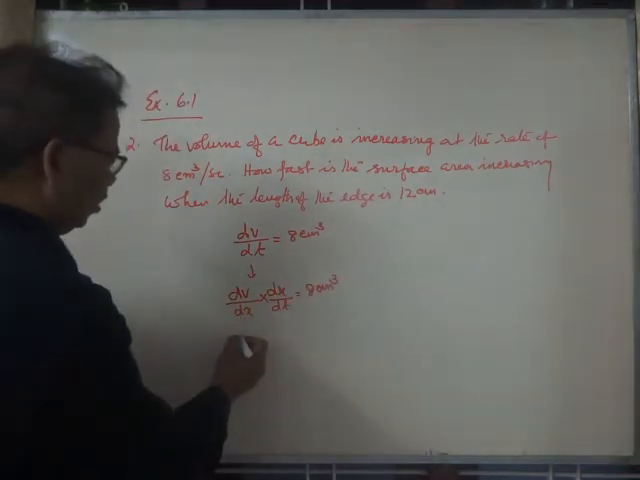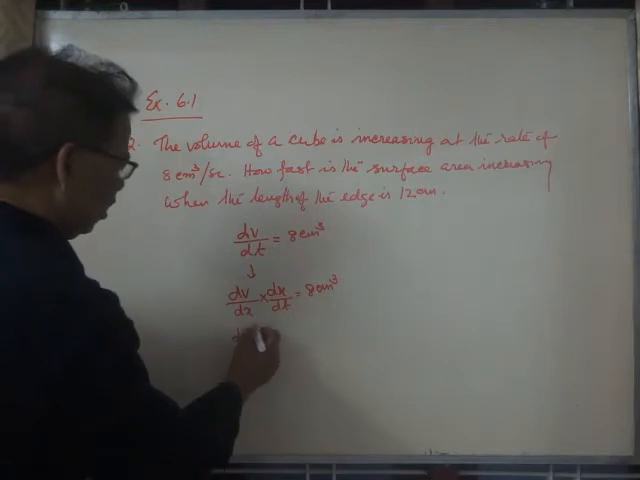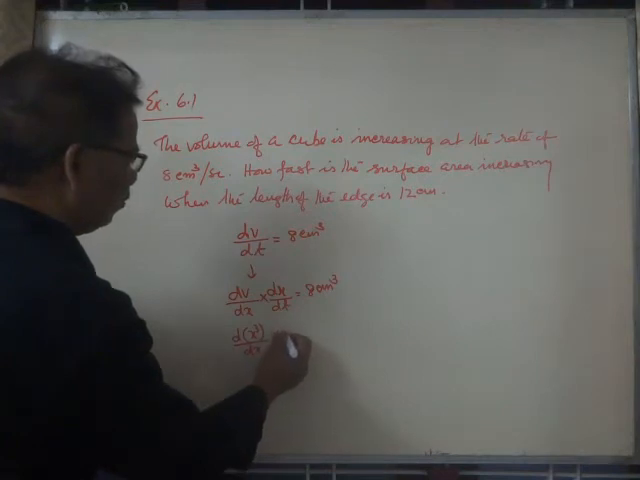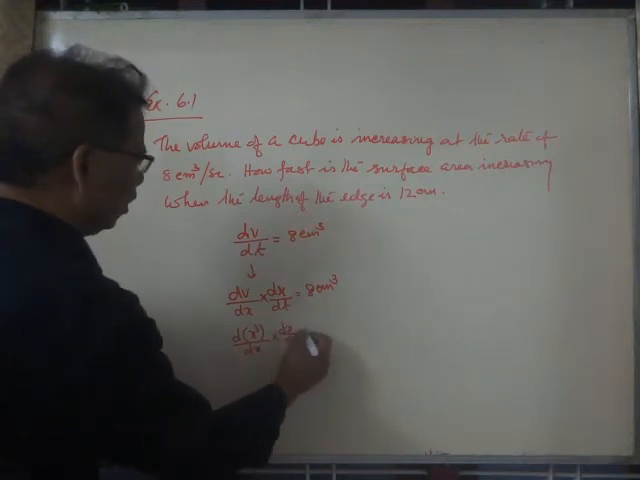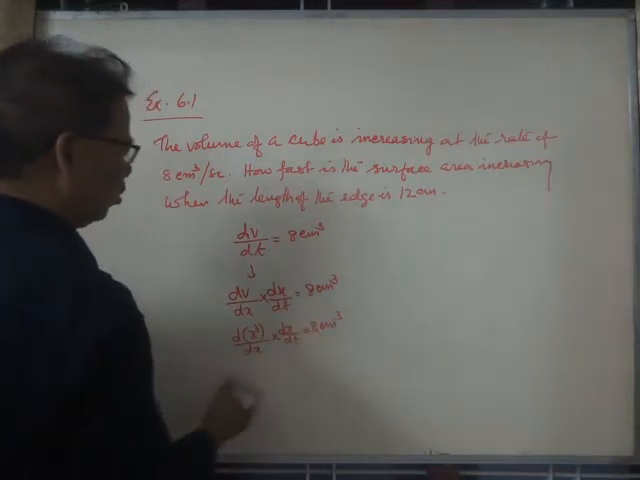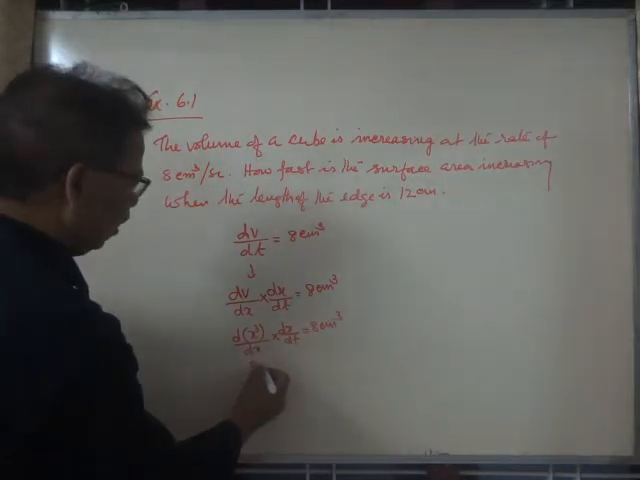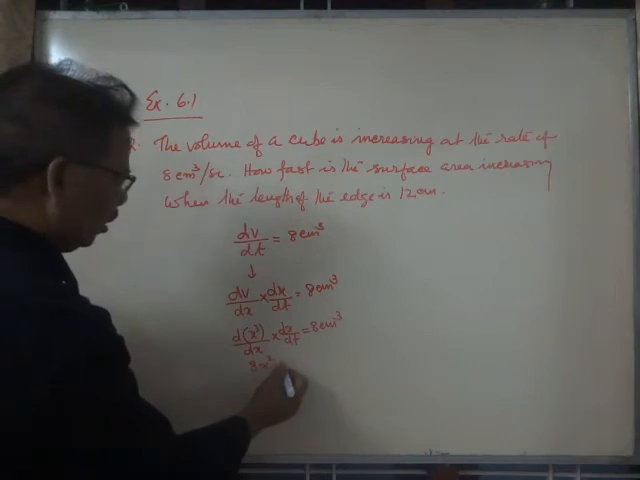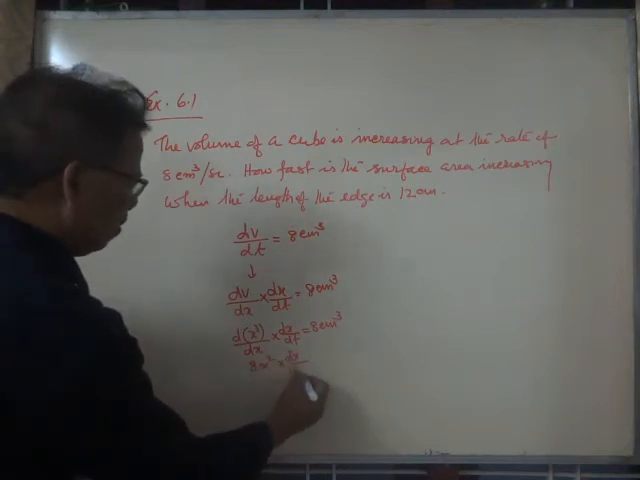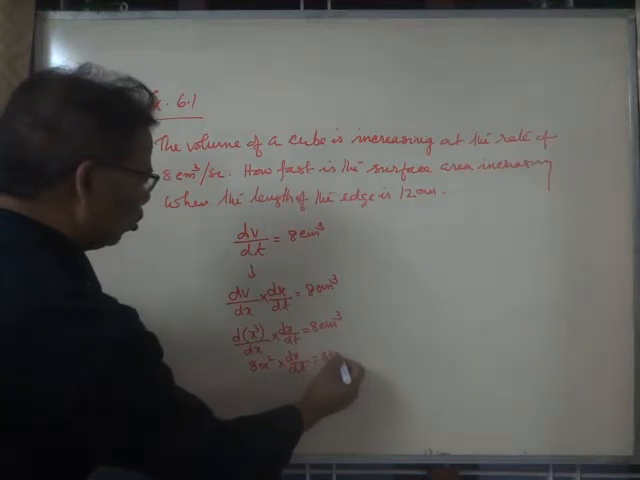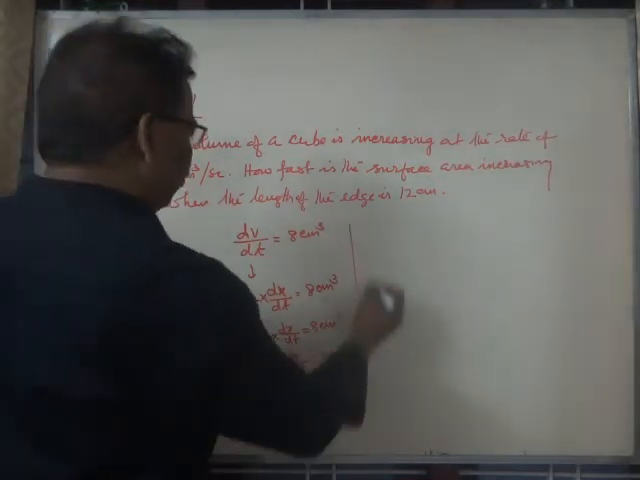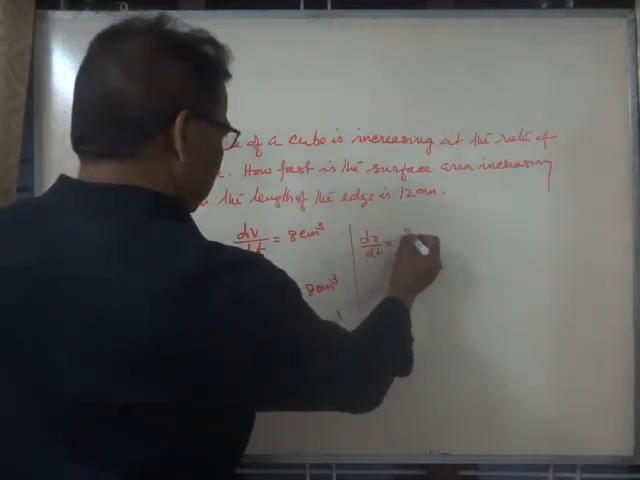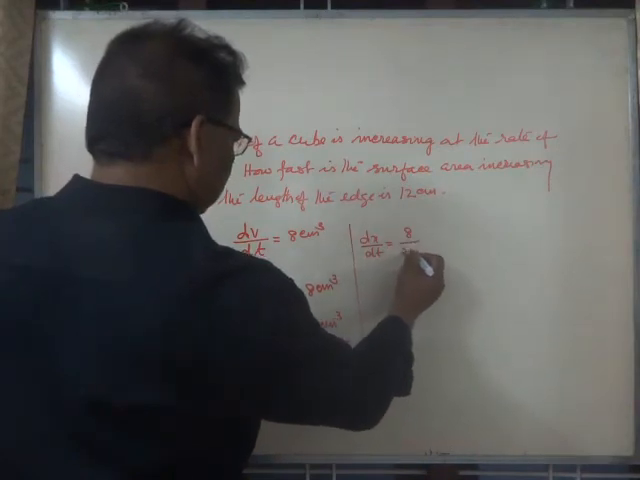Then what is dV by dx? d by dx of x cube into dx by dt is equal to 8 centimeter cube. That is 3x square. Derivative of x cube with respect to x is 3x square, into dx by dt is equal to 8 centimeter cube. Therefore, dx by dt will be equal to 8 by 3x square.